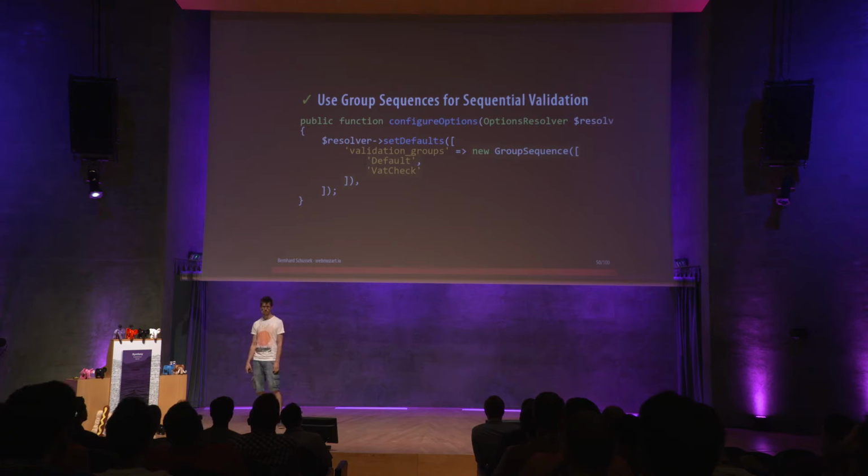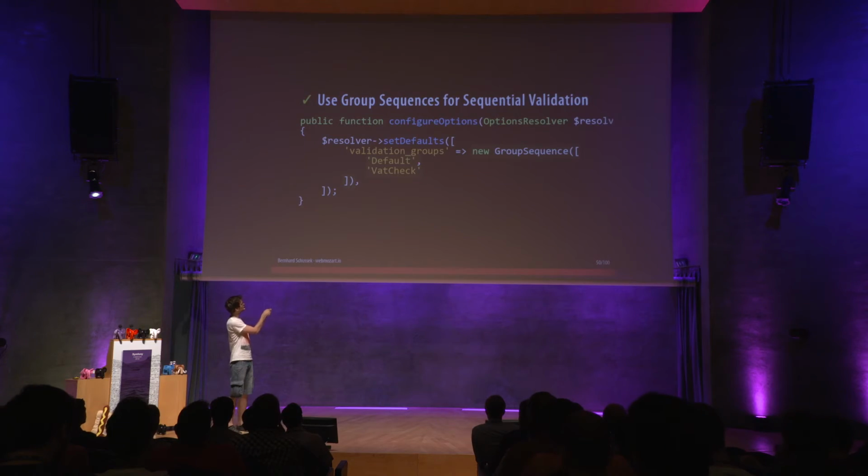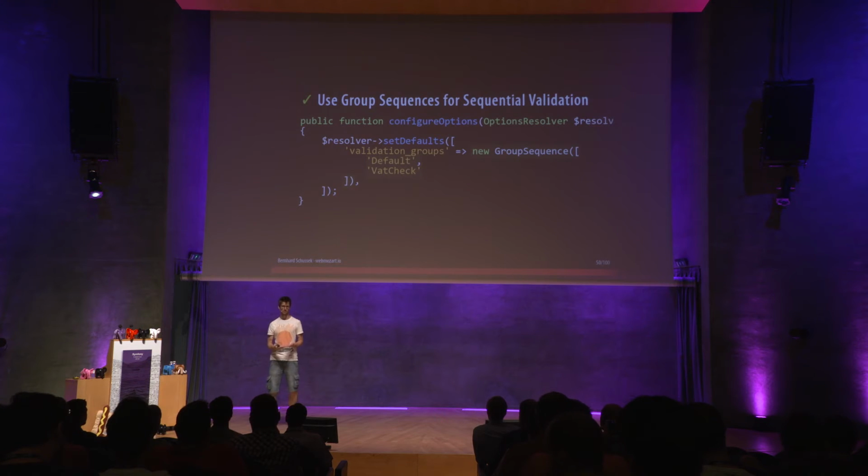Similar to validation groups, group sequences, you should read up on that if you haven't. You can use group sequences for sequential validation. What does it mean? Basically, group sequences allow you to execute some validation logic, and only if all of that validation logic succeeds, you execute more validation logic. So in this case, only if all the constraints from the default validation group succeed, only then the VAT check, so this is the European tax number, right, is being executed.